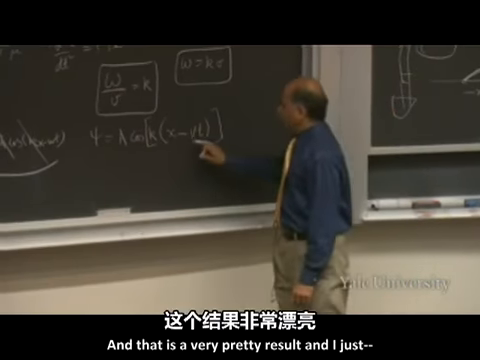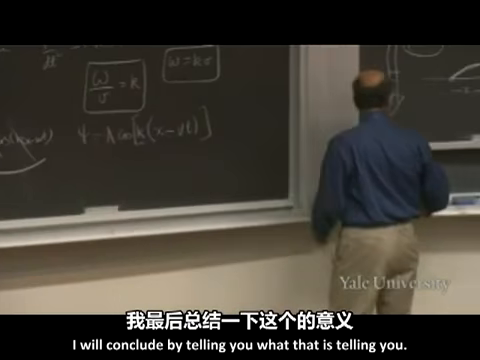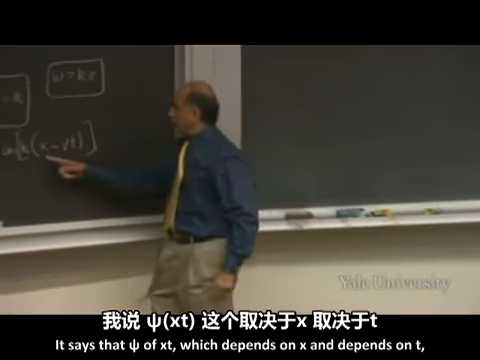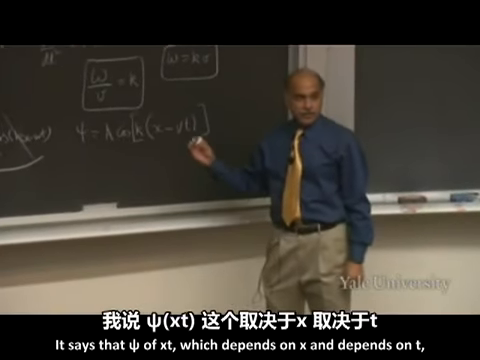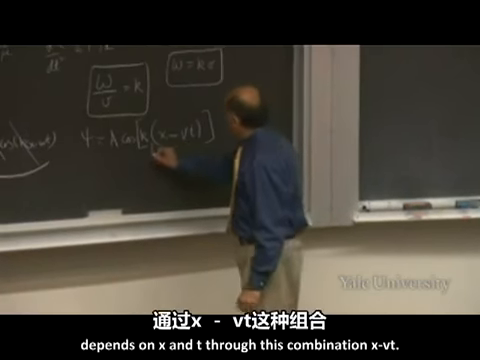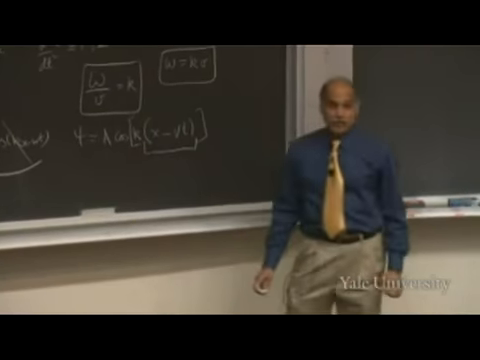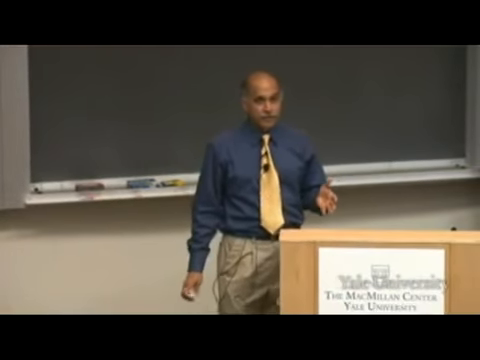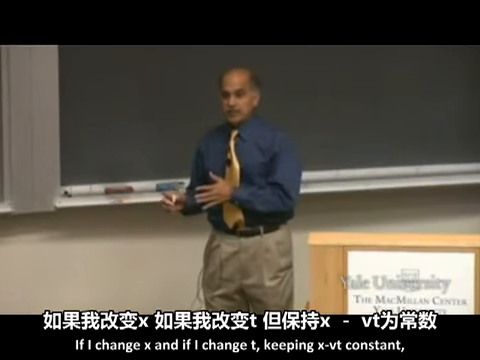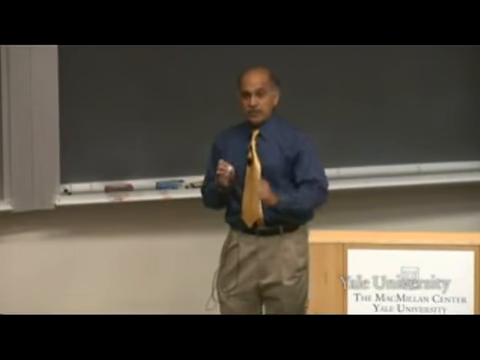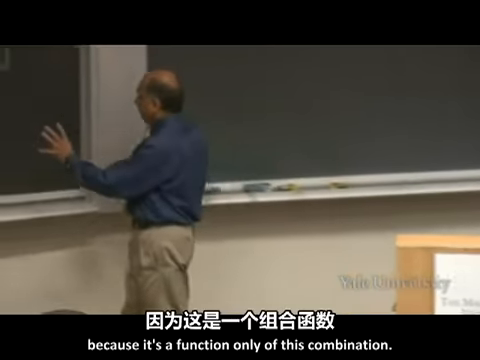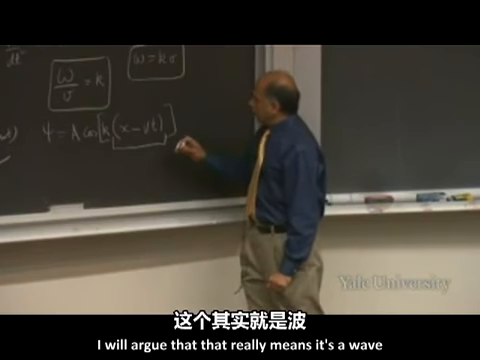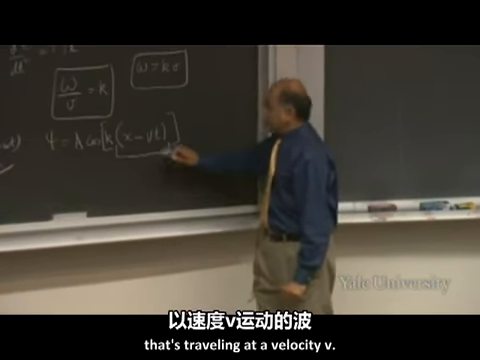And that is a very pretty result, and I will conclude by telling you what that is telling me. It says the psi of x,t, which depends on x and depends on t, depends on x and t through this combination x minus vt. In other words, if x minus vt has a certain value, psi has a certain value. If I change x and if I change t, keeping x minus vt constant, the function doesn't change, right? Because it's a function only of this combination. I will argue that that really means it's the wave that's traveling at a velocity v.